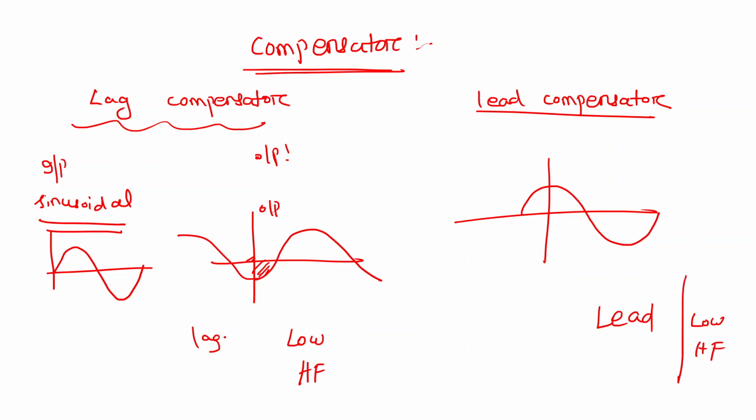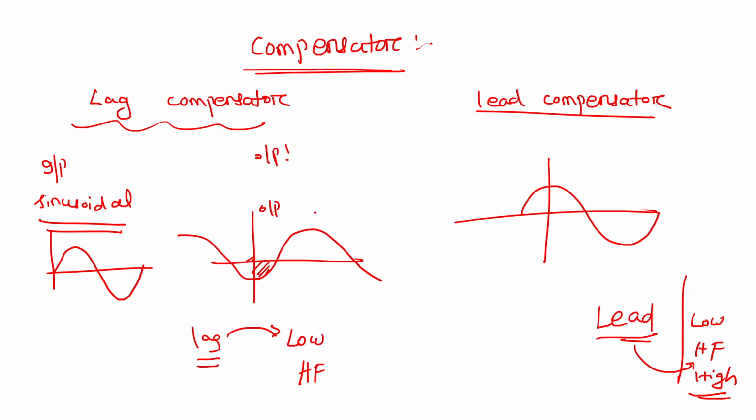See how I remembered this when I was reading. Lag is a 3-letter term, so it should be a low pass filter. Lead is a 4-letter term, so it is a high pass filter, because high has 4 letters. But actually, how can you realize this? By simply doing a Bode plot.